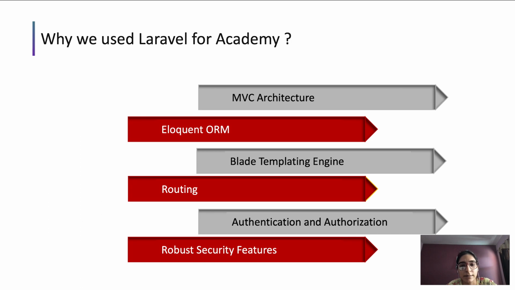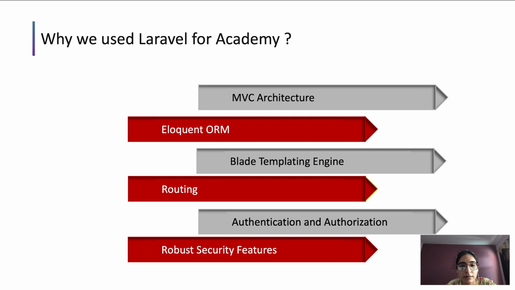Next is Eloquent ORM, that is object relational mapping. It makes it easy to work with the database by allowing you to interact with database tables using object oriented syntax. This makes it easier to work with the database without requiring a deep understanding of SQL. Next is the Blade templating engine, which allows you to create reusable templates for views, making it easy to maintain a consistent look and feel across your site.